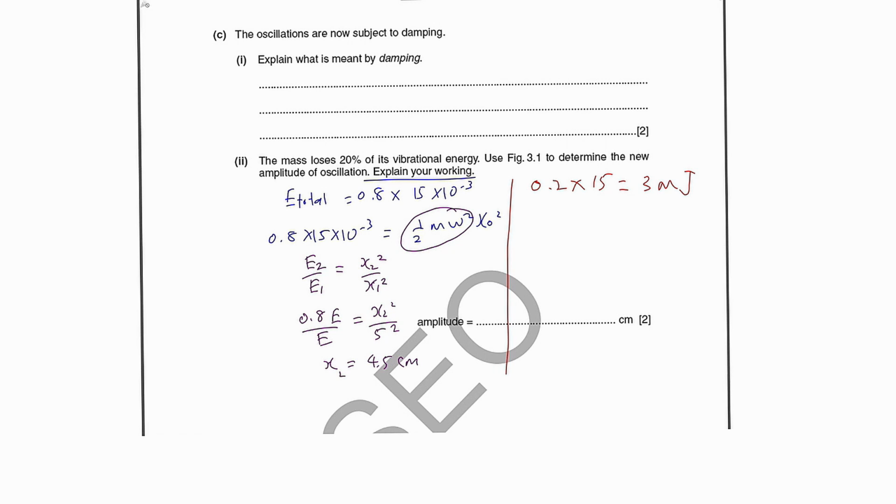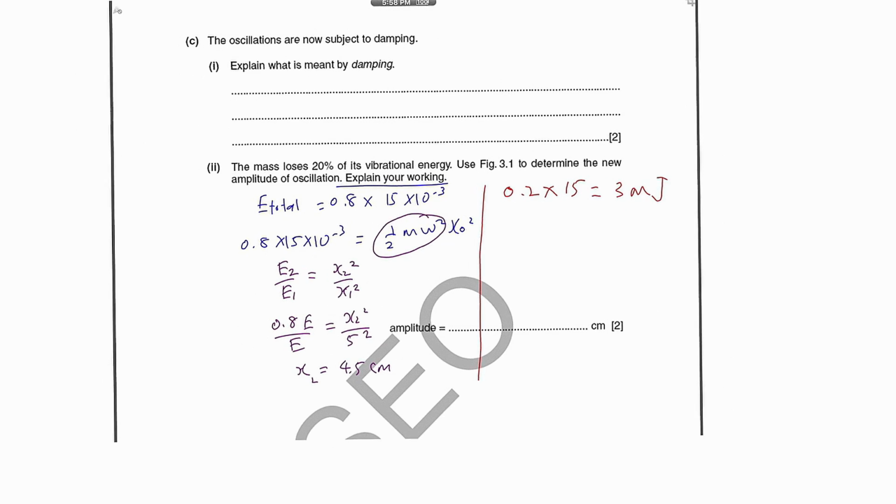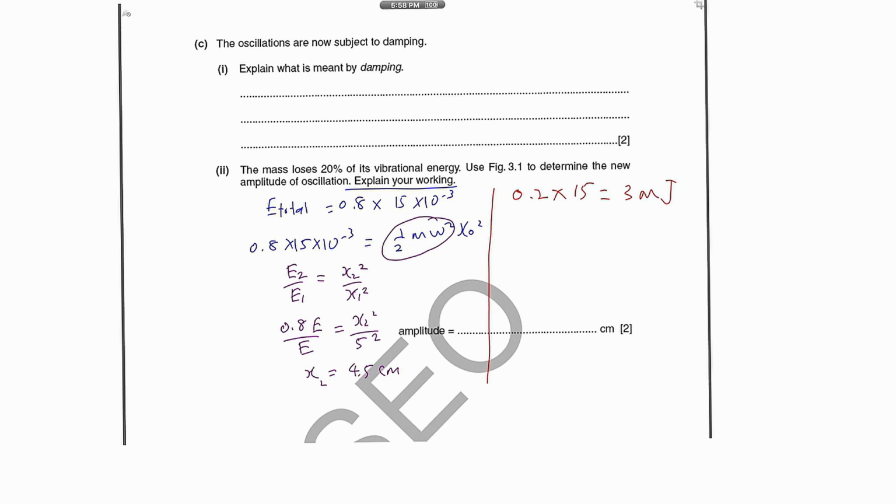Now, after you have written that down, assuming you want to calculate your new amplitude, because your total energy drops, definitely your amplitude will drop. So how do I find the amplitude? Now, you use this: 12 millijoules equals half m omega squared x naught squared.